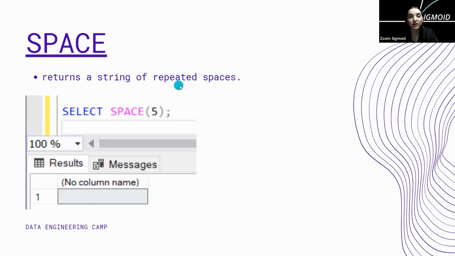Space returns a string of repeated spaces. Here we have 5 spaces. Okay, it's impossible to see, but I checked. I really checked, and there are 5 spaces.